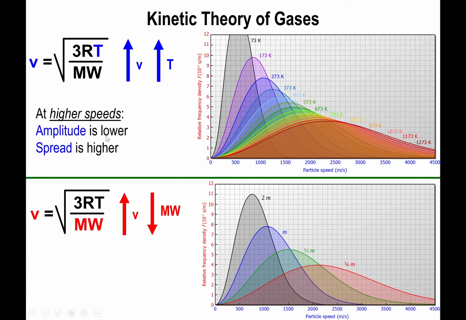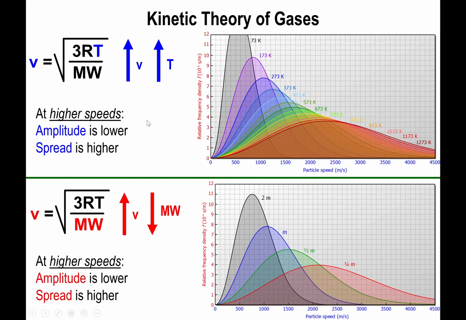So the amplitude is lower and the spread is higher anytime the speeds go up. This is true regardless of whether you're changing the temperature or the molar weight. Higher speeds will imply lower amplitudes and higher spread. Conversely, lower speeds will imply higher amplitude and lower spread.